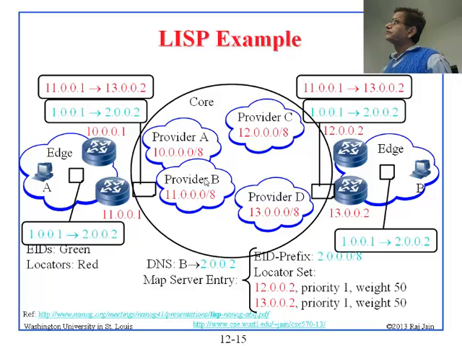domain is dual connected. This site has 2 connections. One is to provider A via this router, and it has the address 10.0008, and that address would be actually something other than 10, because you cannot have a 10 address in a public. That's a private address, right? But let's assume that let's say this is 14 or something, okay?